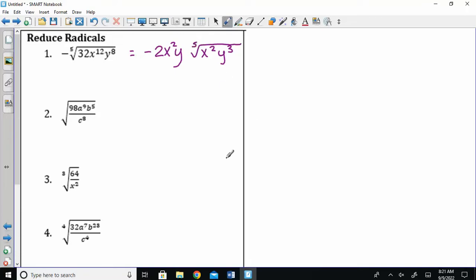Yes. Make sure you don't forget that index on your radical. It's probably the most common thing I saw in answering questions yesterday, was leaving that part off.